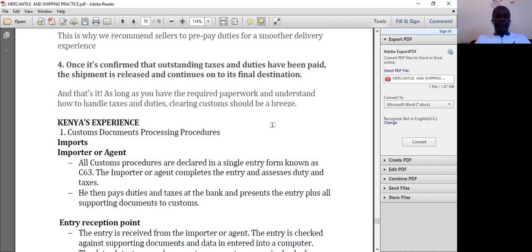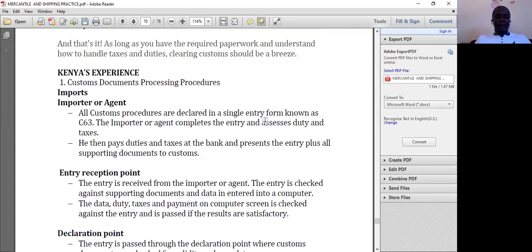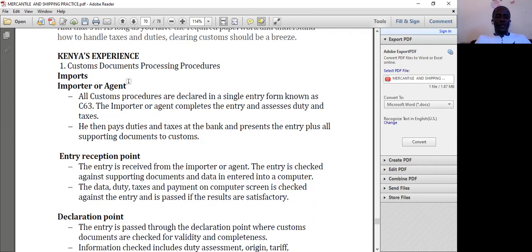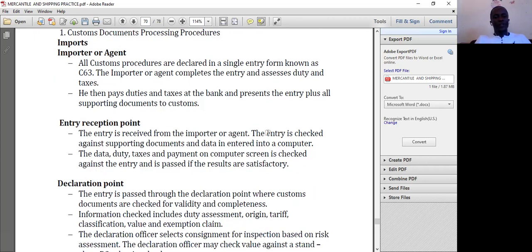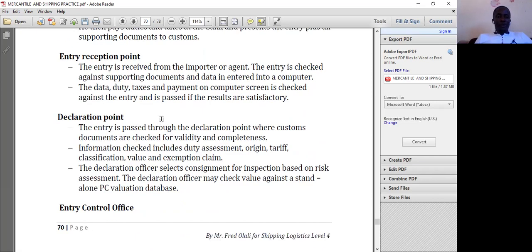Once it is confirmed that the outstanding taxes and duties have been paid, the shipment is released and continues to its final destination. Now, Kenya's experience on how these customs documents are processed: the importer or agent declares all customs procedures in a single entry form known as the C63. The importer or the agent completes the entry and assesses the duty and taxes. He then pays the duties and taxes at the bank and presents the entry plus all the supporting documents to the customs.